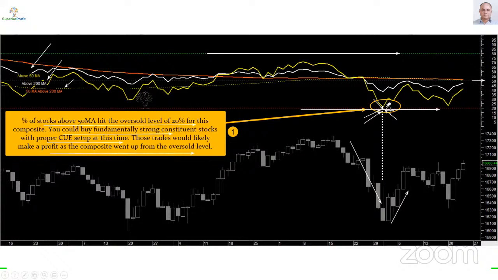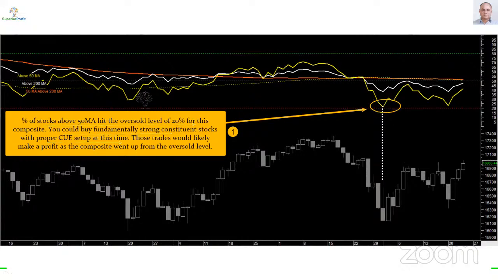Of course, the strong stocks would give us enough profit by the time the yellow line went up, by the time the composite tilted to this level. 1, 2, 3, 4, 5, 6 days rally. This is enough for us to book profit in the swing trades, at least partial position, and we might hold the remaining position with a trailing stop. That's the standard practice.